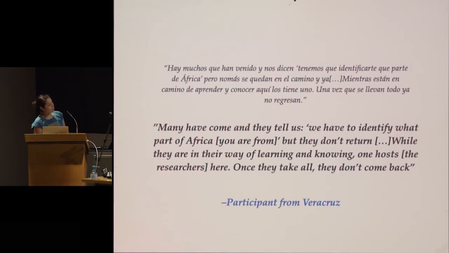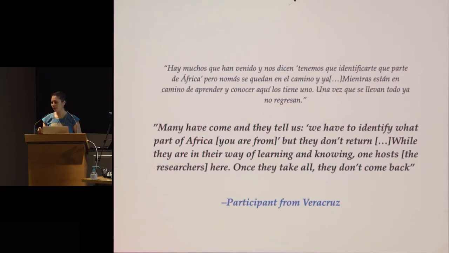So, this is another quote we got. "So many have come", and they refer to researchers, "and they tell us, we have to identify what part of Africa you are from, but they don't return. While they are on the way of learning and knowing, one hosts them, the researchers here, but once they take it all, they don't come back." And I think this is really a pity, right?